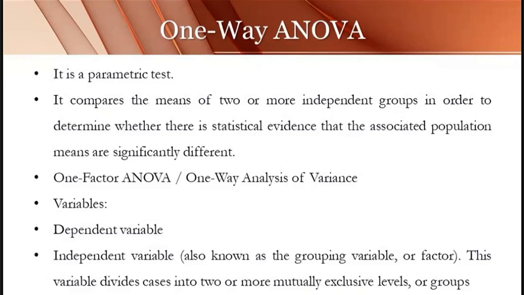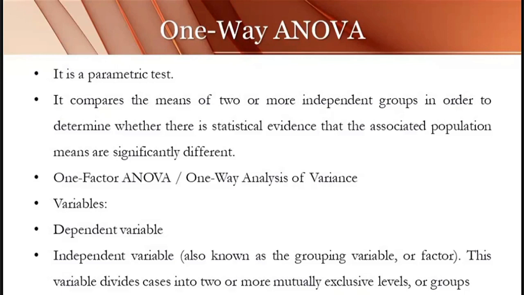Okay. Now coming to the one-way ANOVA, it is a parametric test. It compares the means of two or more independent groups in order to determine whether there is statistical evidence that the associated population means are significantly different.